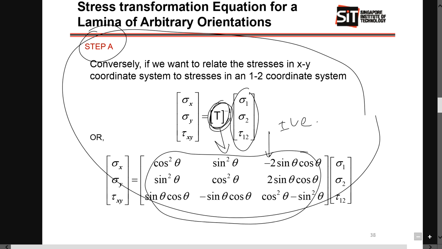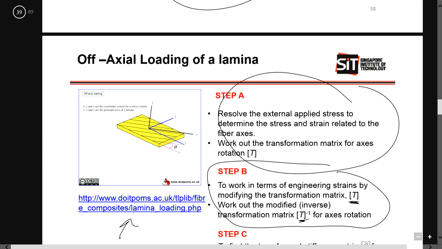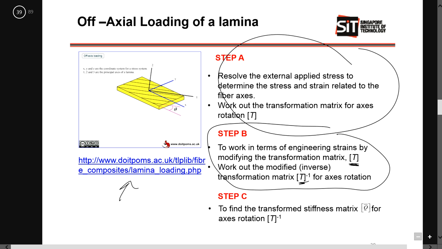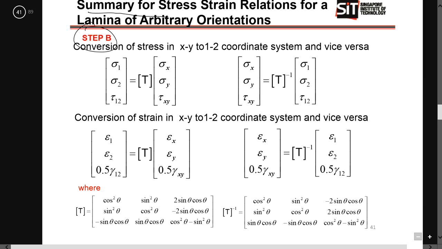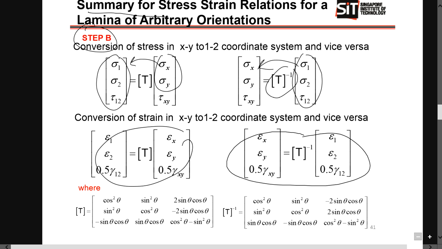So if you want to translate a certain stress from one direction to another, you use this transformation matrix or the inverse. Then step 2, if you want to change to the strain, you can use the same transformation matrix to apply for the strain. And this is what it's trying to say over here. For your stress, from the xy direction, you can change to your 1-2 direction. Alternatively, you can change your 1-2 direction back to xy using the inverse. Same thing for your strain, and the transformation matrix is this one.